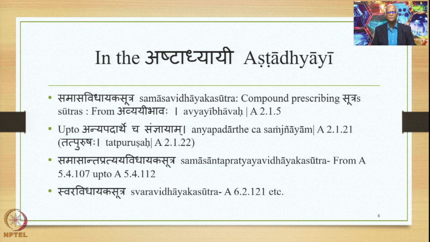And then in 6.2, we have a few sutras scattered here and there which also deal with the accent of the avyayībhāva samāsa. They are called svara vidhāyaka sutras, prescribing the accent of the avyayībhāva samāsa, like 6.2.1.2.1.